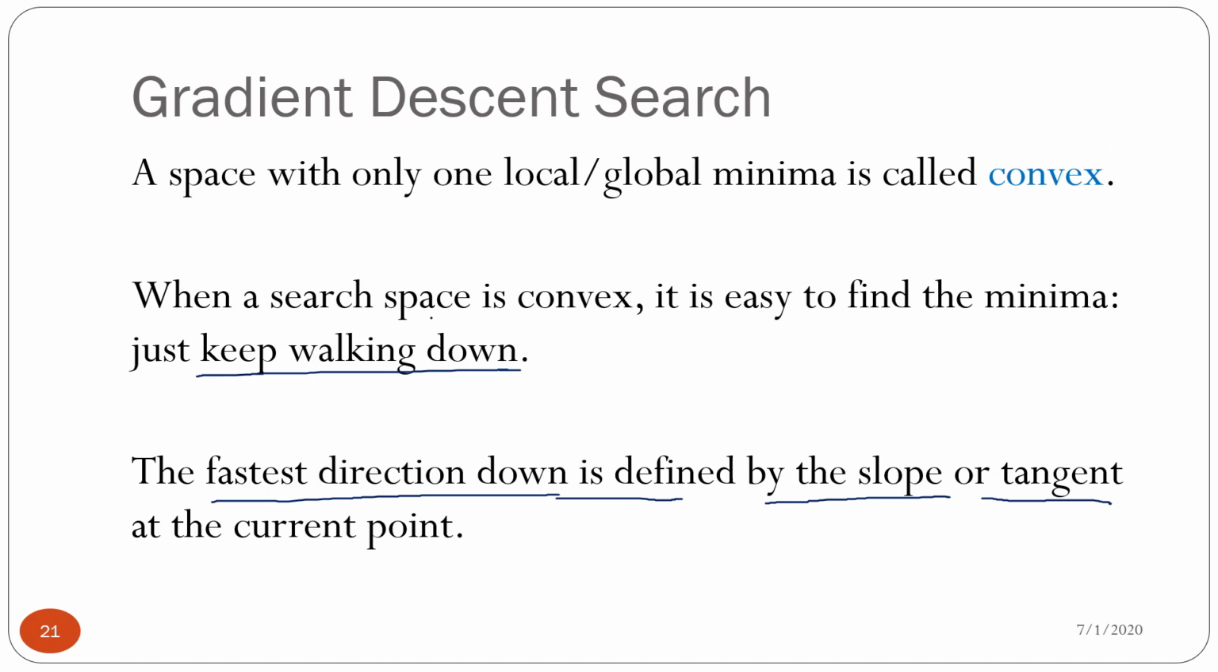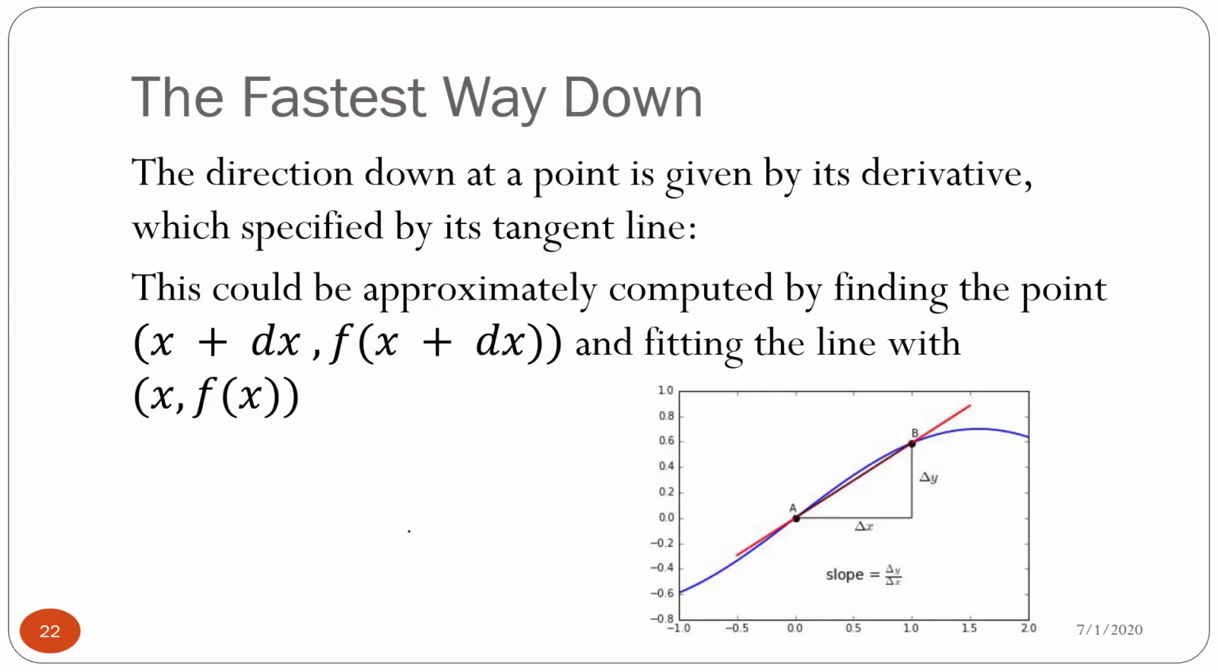Alright, so when such a space is convex, it is easy to find the minima. We just need to keep walking down. Down means in the right direction. You need to minimize. And the fastest direction down is defined by the slope or tangent at the current point. So this should explain.